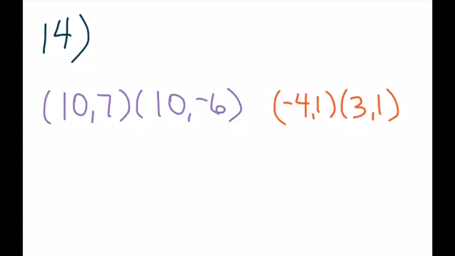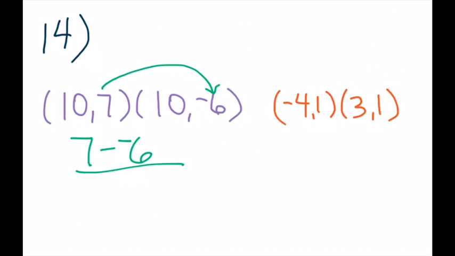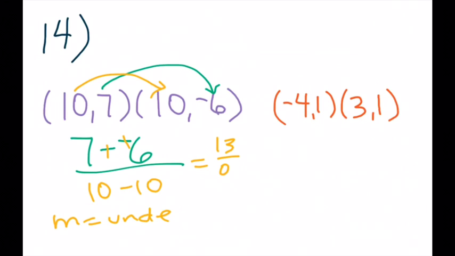Okay, number 14, finding the slope, 7 minus negative 6. Remember that this minus sign is part of the formula for slope. And so if there's a negative, you have to put that in there also. And then I'm going to have 10 minus 10. And so that's going to be 13 divided by 0. That slope is undefined, which means this is a vertical line.